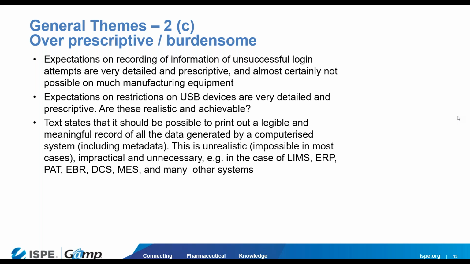The text also states that it should be possible to print out a legible and meaningful record of all the data generated by a computerized system, including metadata, which is an interesting thought. We felt this is unrealistic and probably impossible in most cases, impractical and unnecessary. For example, in the case of LIMS or ERP or other systems, it may not be a requirement. We felt as though they didn't maybe fully understand the capabilities of some of the technology, in saying that you had to be able to print out every single piece of information. A lot of other guidance talks about being able to recreate the situation in which the record was generated, but not to print everything out. So we certainly question that. Next slide, please, Barbara.